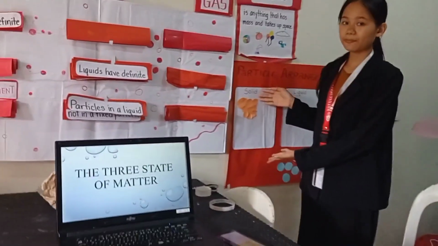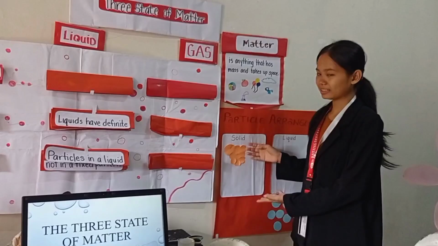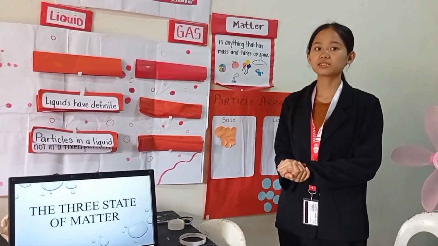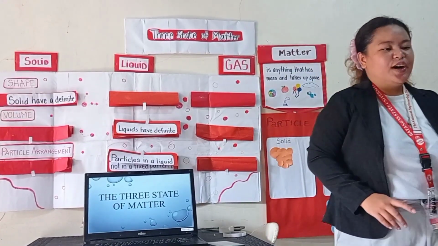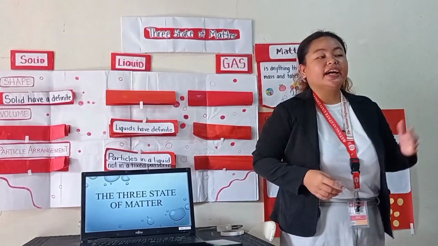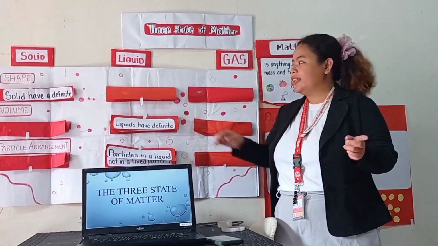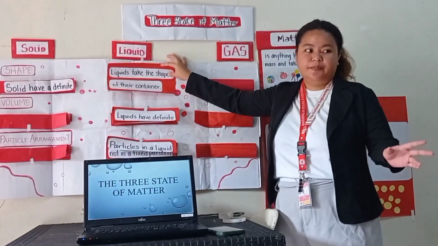Particles in solids are tightly packed together in a regular repeating pattern called a lattice. They vibrate slightly but stay in a fixed position. Let's move on to the next state of matter, which is liquid. The characteristic of liquid in terms of shape is, like you said, liquids take the shape of their container.